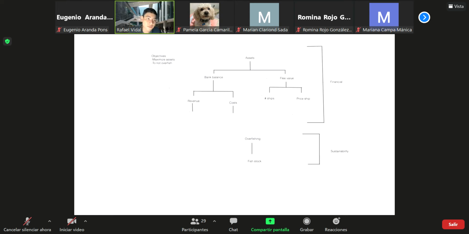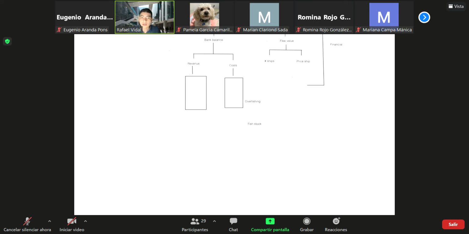So what's left for you is this and this. And it's not the same as an income statement, but the numbers have to match. So if I have revenue minus cost plus the fleet value, it should give you the number of your assets, and all the information is available in the simulation, okay? So now let me go to the activity.